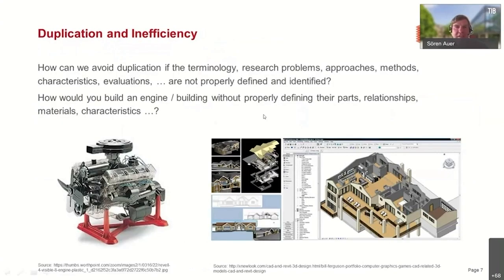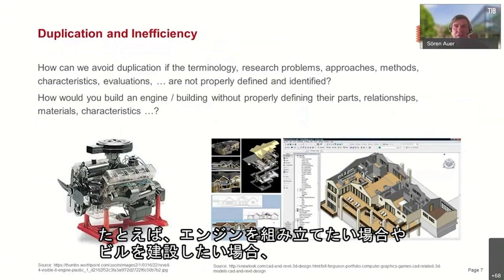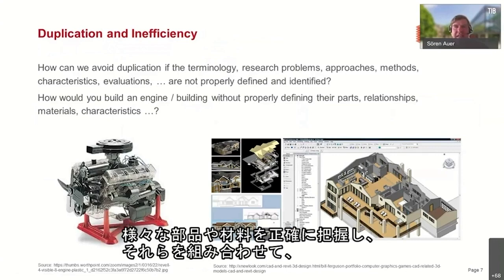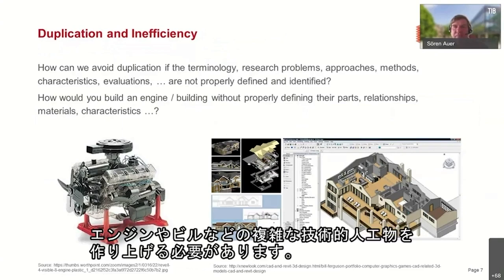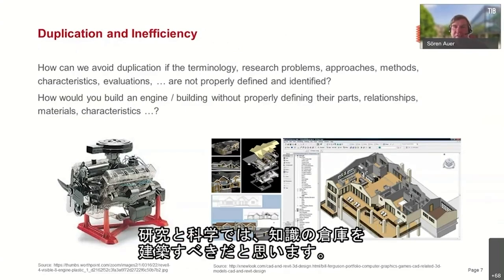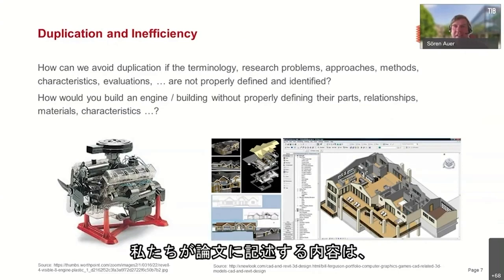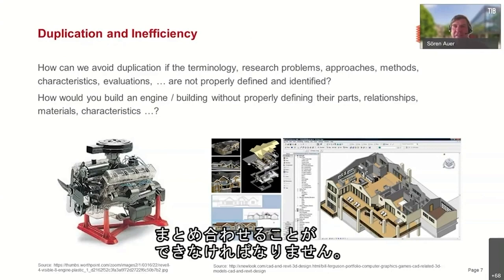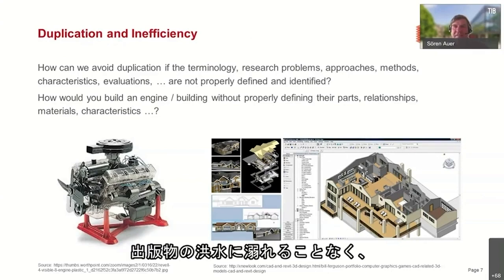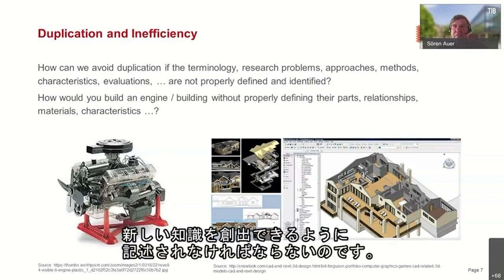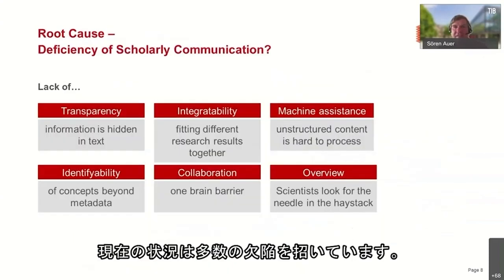If you look also in other domains, for example, if you want to build an engine or a building, you need to identify the different parts very clearly to fit them together to a complex engineering artifact like an engine or a building. And I think in research and science, we should build a building of wisdom, right? So the things we describe in papers should fit together. They should be comparable. They should be described so that we can actually really generate new knowledge without drowning in this flood of publications.